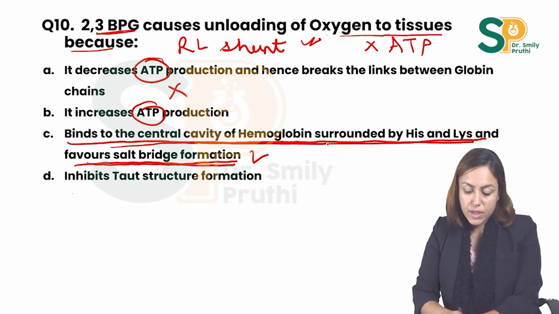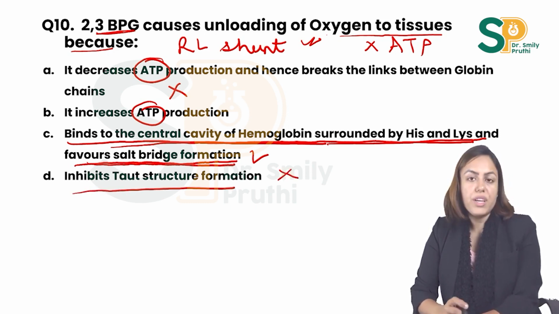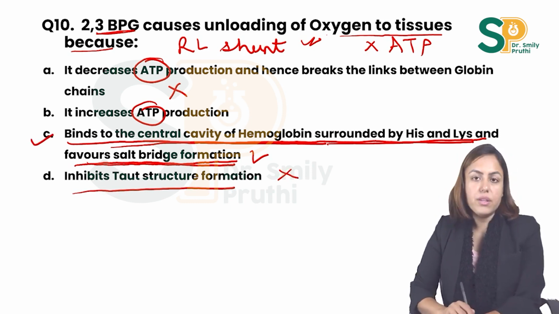Then option D says it inhibits the taut structure. No, it increases the formation of the taut structure. So the answer here is C.